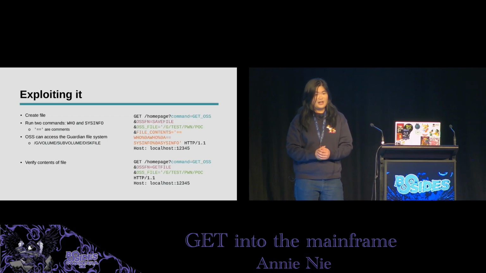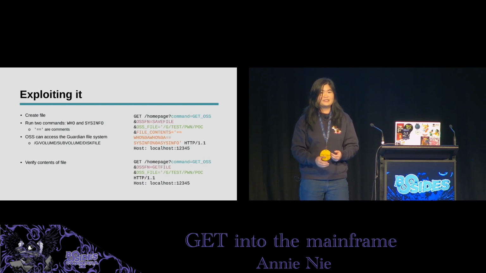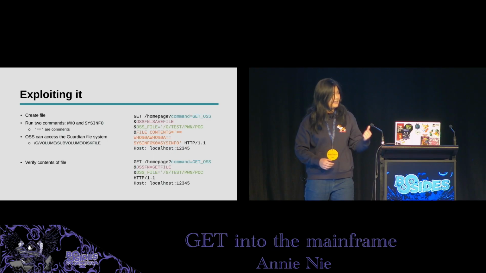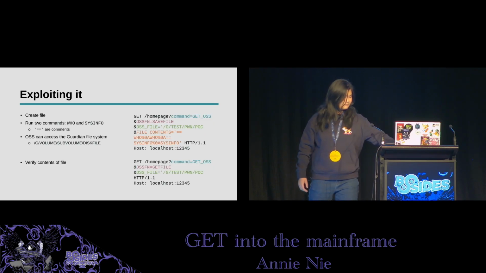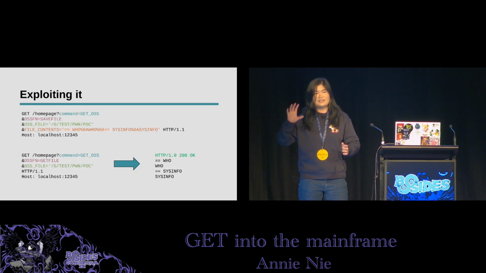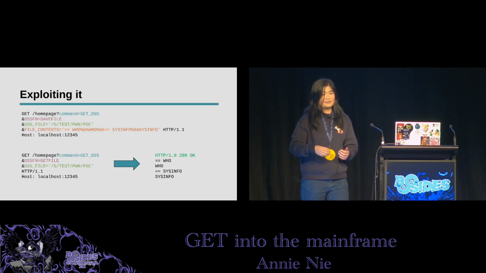So in this example, I'm creating a file with two commands in it. Who, which is kind of like whoami, and sysinfo, which gives me information about the system. And here I'm using OSS to write a file, and you can write it into the Guardian file system through the G root directory. And in the second command, I'm just reading the contents of the file to verify that I've actually written it. So here I've executed the commands so that you can actually see the contents more clearly. The first line is a comment saying I'm just going to run the who command. And then the second line is the who command itself. And then exactly the same thing with sysinfo.